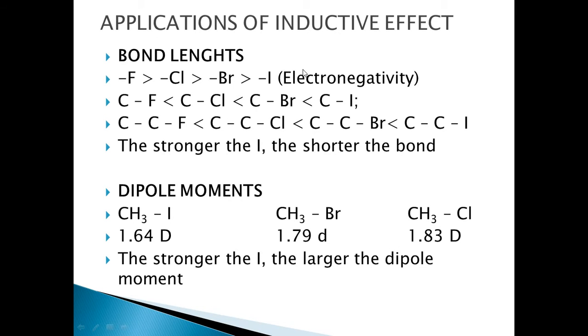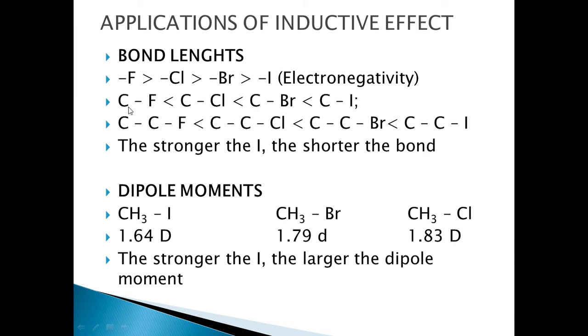Applications of inductive effect. One of the applications of inductive effect is the bond lengths. Inductive effect affects the bond length of molecules. Let us use the halogens as an illustration. If you look at the halogens, we have fluorine, chlorine, bromine, and iodine. We notice that the electronegativity of the halogens decreases as you go from fluorine through to iodine. In other words, fluorine is the most electronegative, while iodine is the least electronegative.